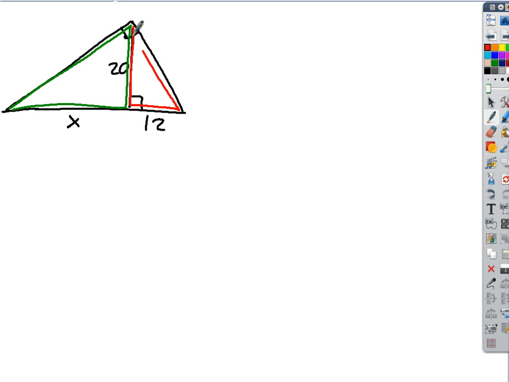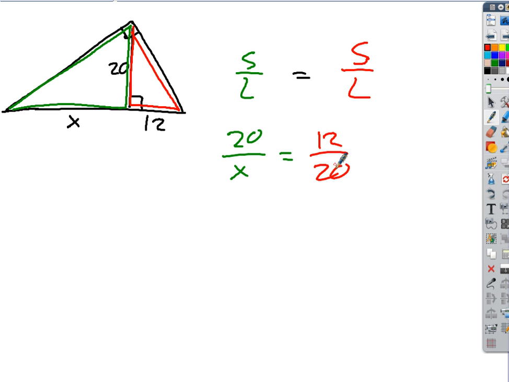Okay, so green short over long has to equal red short over long. What's the green short over long? 20 over x equals. Now you can kind of check this to make sure because the same number has to line up diagonally, right? Always does. So then how do I solve this? 12x equals 400, so x equals. Yeah. How about that? No big deal.